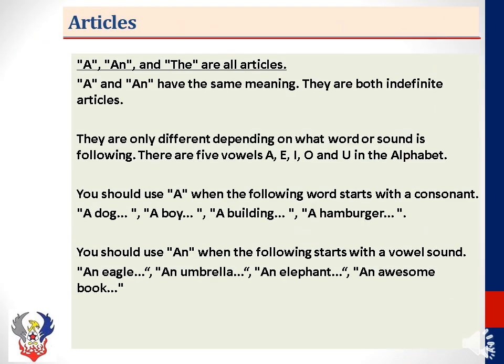A, an, and the are all articles. A and an have the same meaning. They are both indefinite articles. They only differ depending on what word or sound is following. There are five vowels, A, E, I, O and U, in the English alphabet. The remaining 21 letters are consonants. You should use a when the following word starts with a consonant: a dog, a boy, a building, a hamburger. You should use an when the following word starts with a vowel sound: an eagle, an umbrella, an elephant, an awesome book.